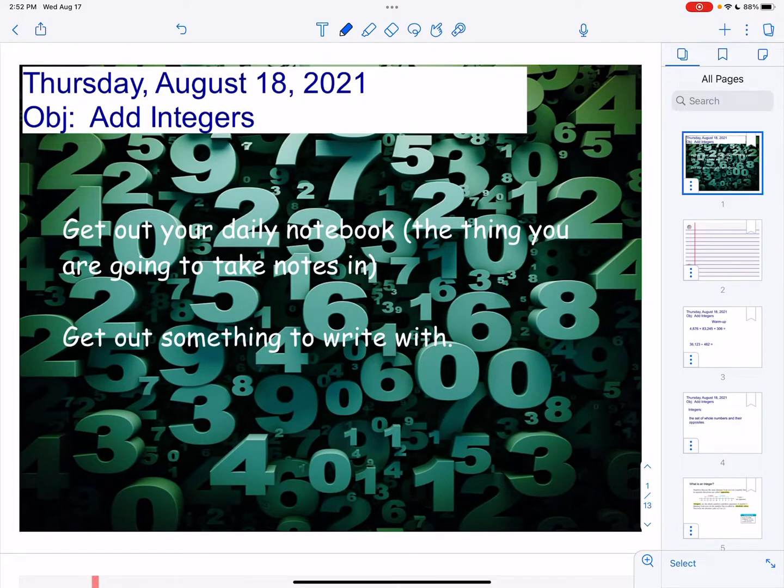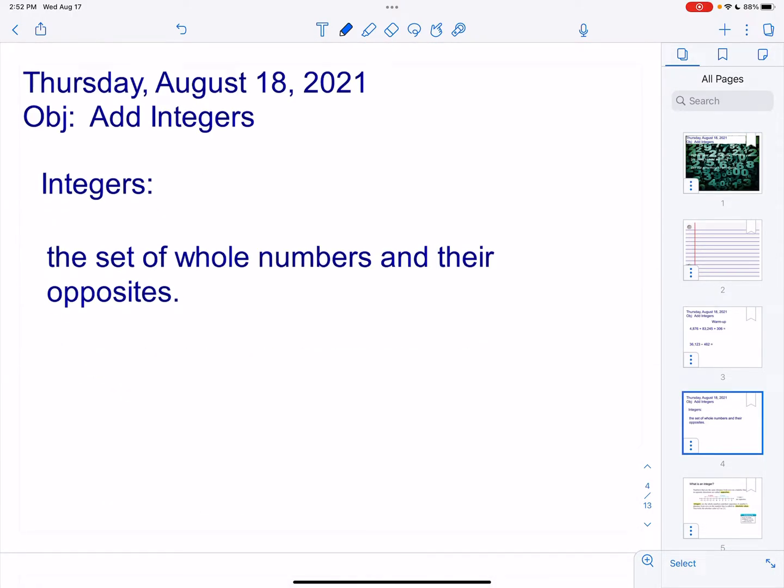Hello class, today we're going to talk about addition of integers. So let's move right on into our lesson. We need to remember what integers are. Integers are nothing but the set of whole numbers and their opposites.